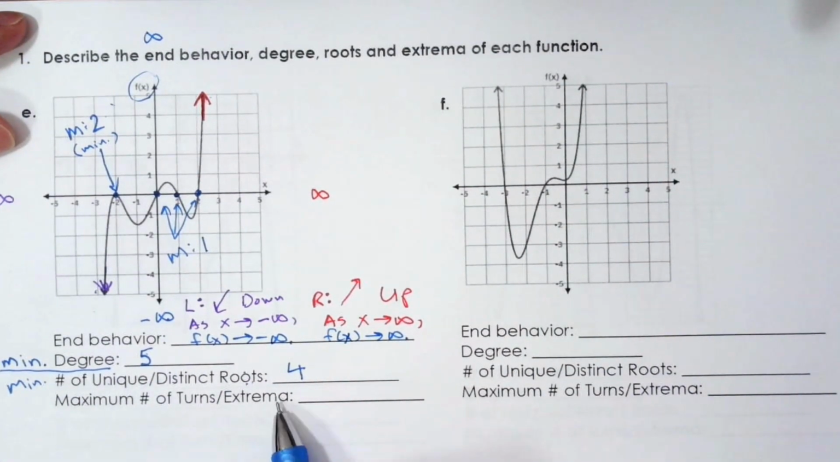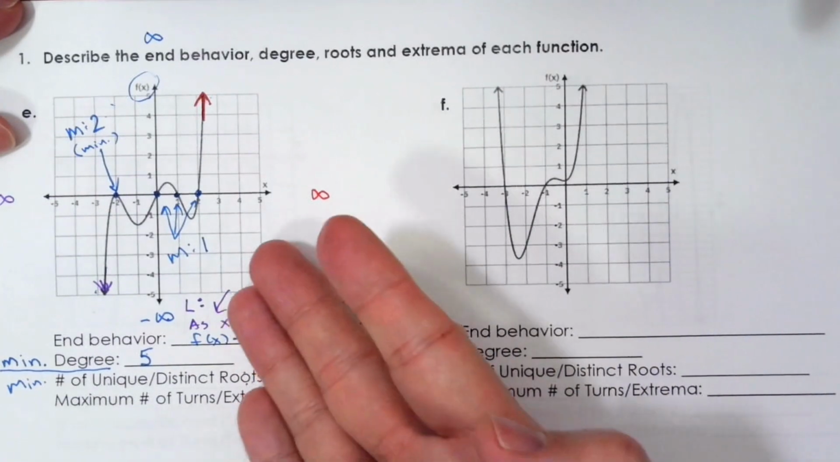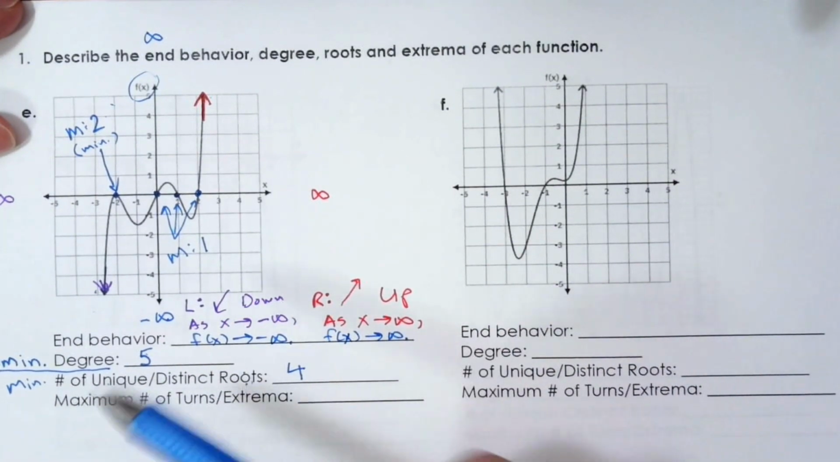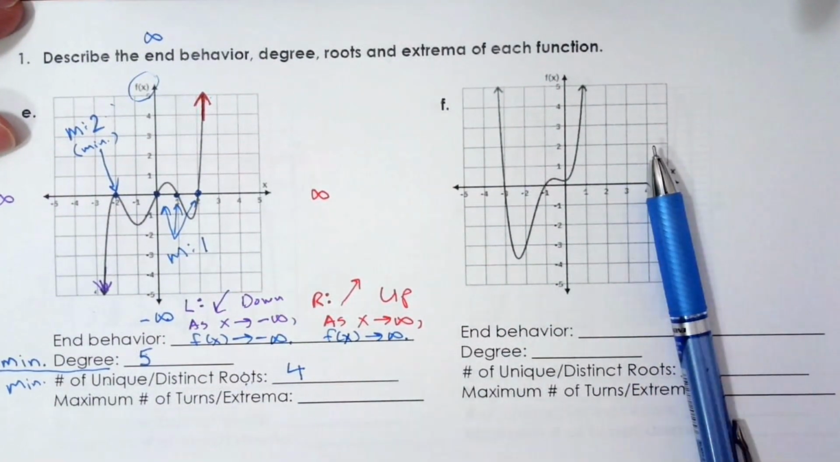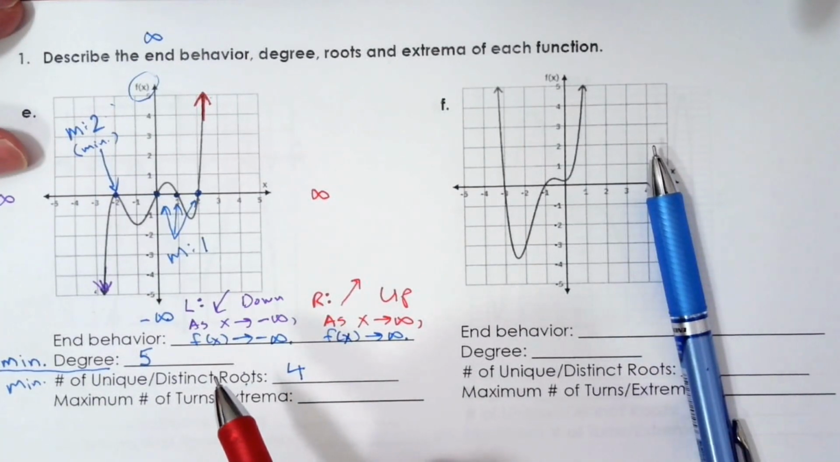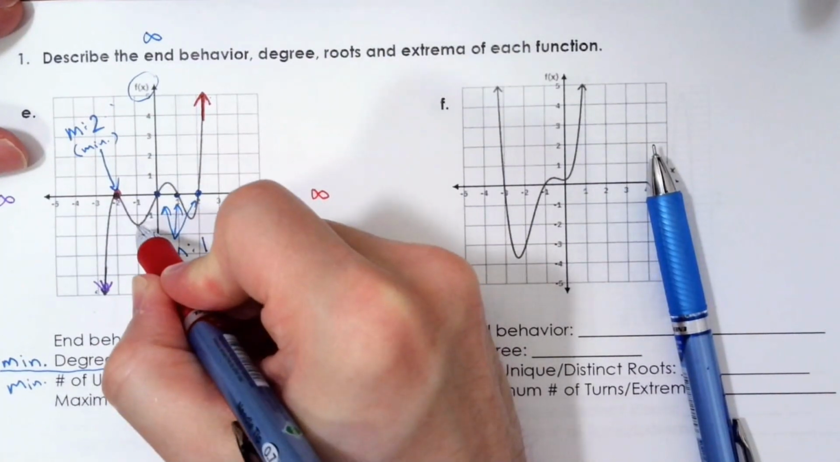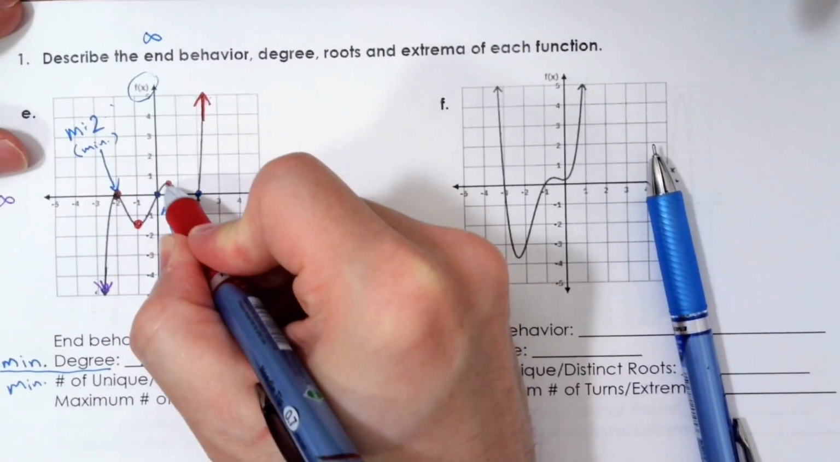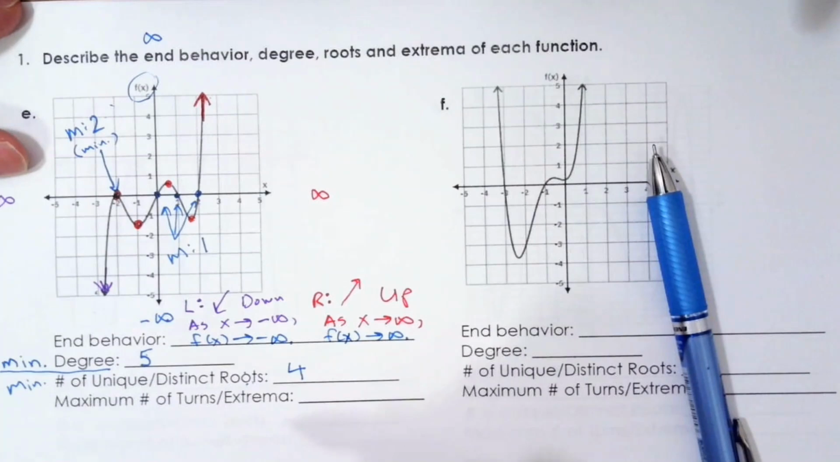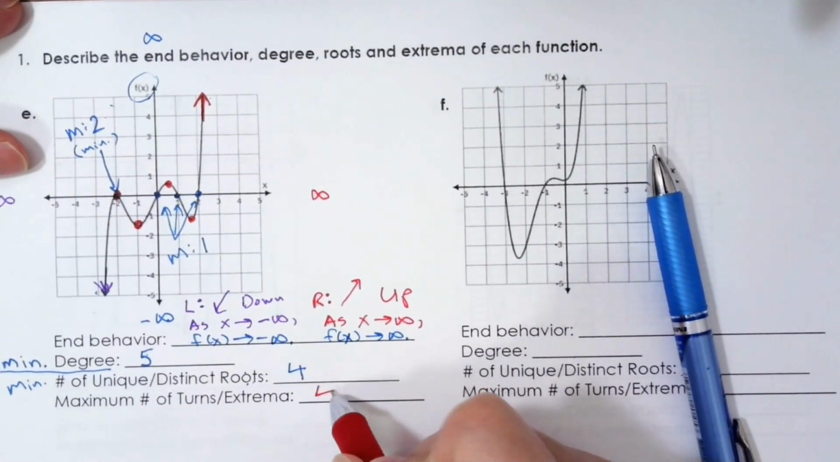Maximum number of turns or extrema, well, we can see that. We have the graph. So we're going to count the relative extrema, those points that are higher than those around them or lower than those around them. We have a peak, a relative max, a relative min, a relative max, a relative min. And what was the total number? It was 4.